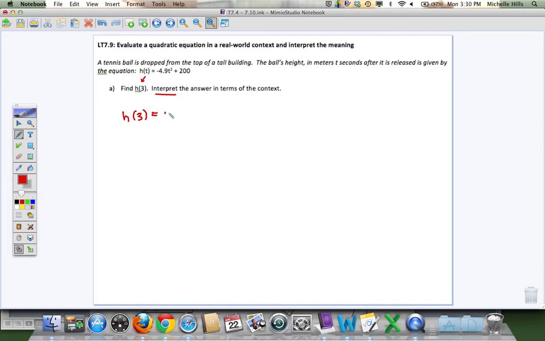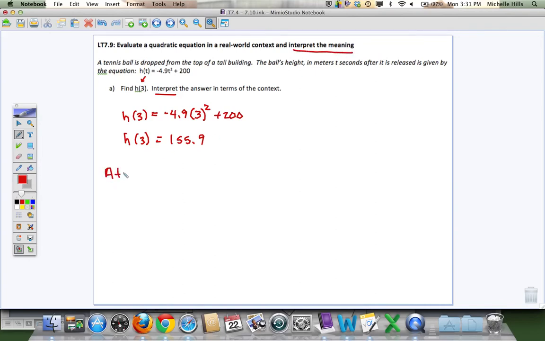So first of all, calculate it. h of 3 equals negative 4.9 times 3 squared, we're substituting 3 in place of the t, plus 200. At this point, you can just plug that into your calculator. You don't actually have to do all of the steps in between. So if I take negative 4.9 times 3 squared plus 200 in my calculator, I find h of 3 equals 155.9. Now, that's the solve it, but a big part of this is to interpret the meaning.